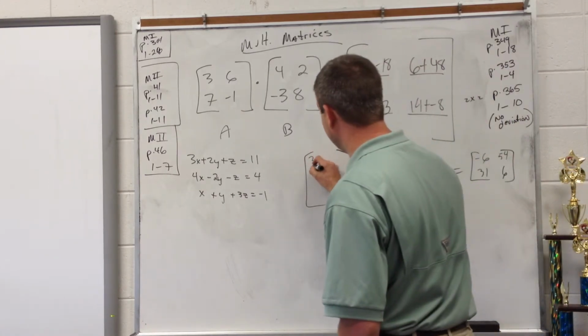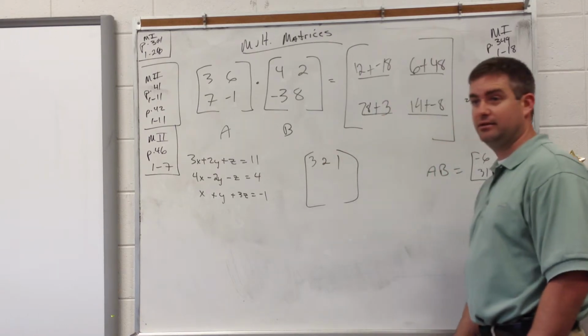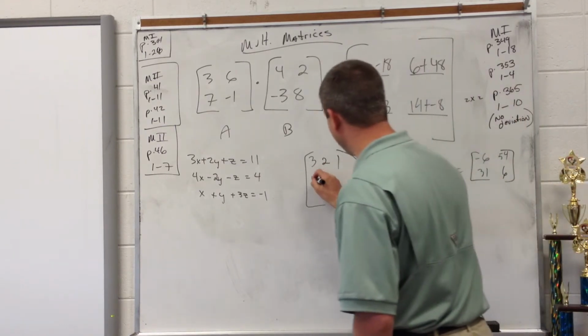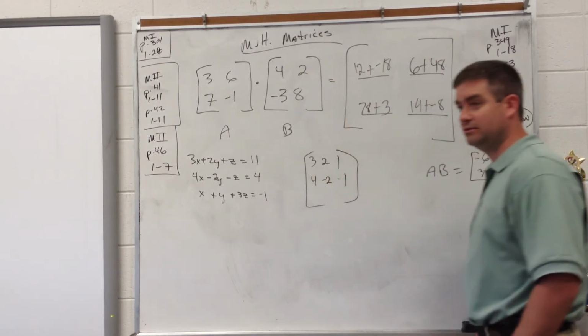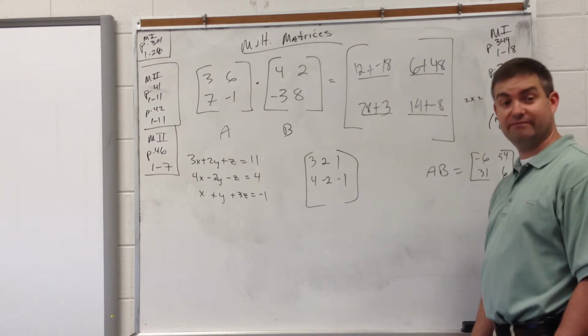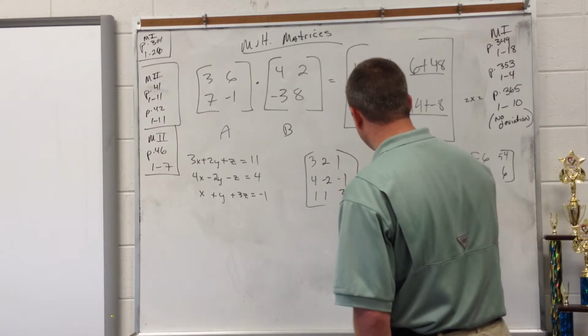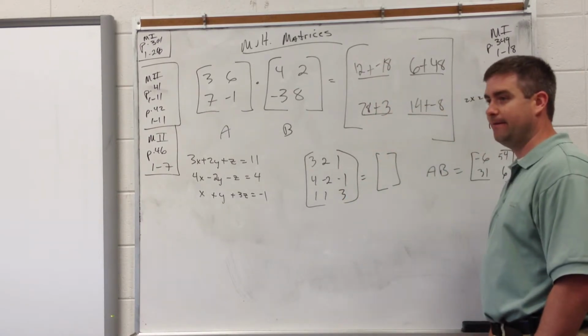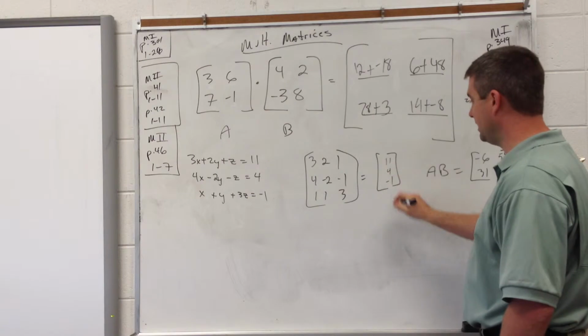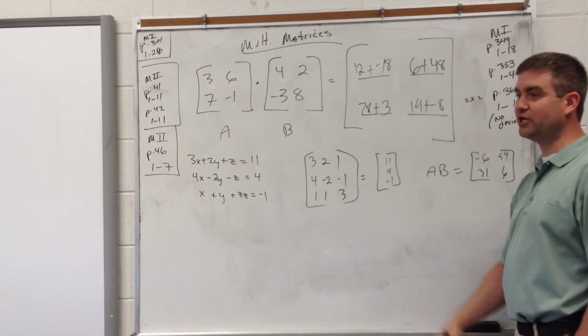The matrix would be 3, 2, 1. See where I got those numbers? How about 4, -2, -1? Where am I getting those numbers? The coefficients. Very good. Correct math work. Coefficients, 1, 1, and 3. This would be equal to the matrix of what? 11, 4, and -1. And we have a way of solving that.